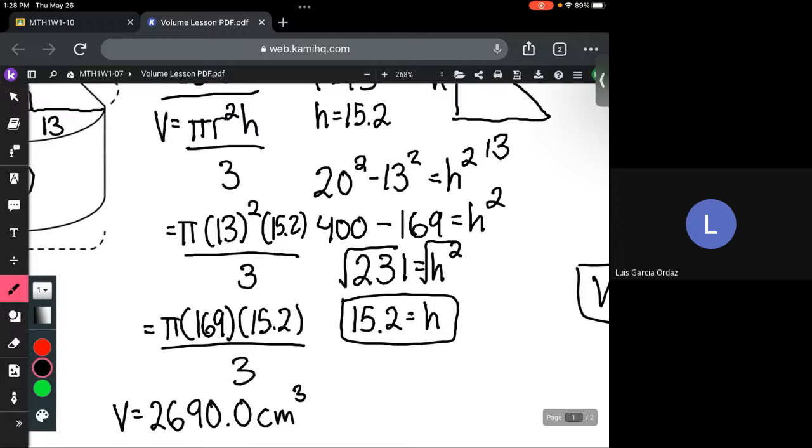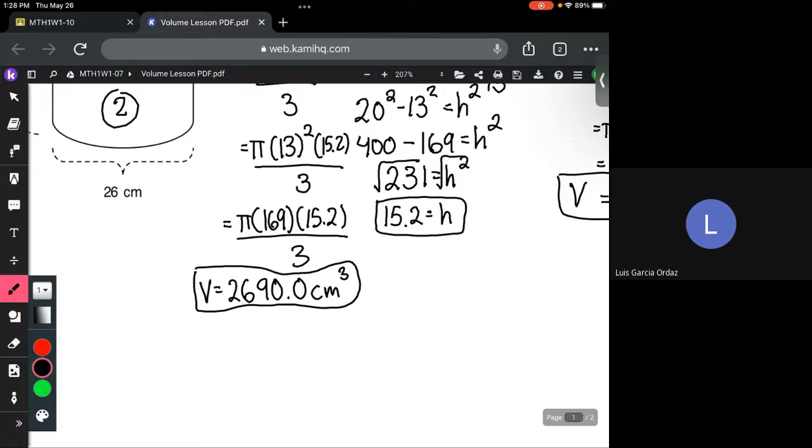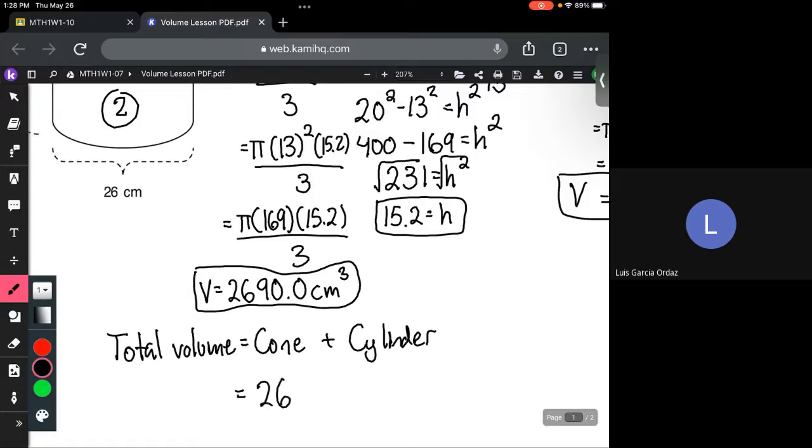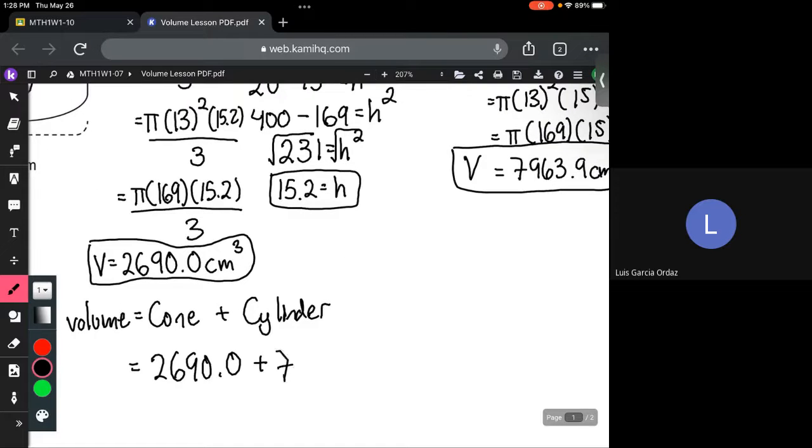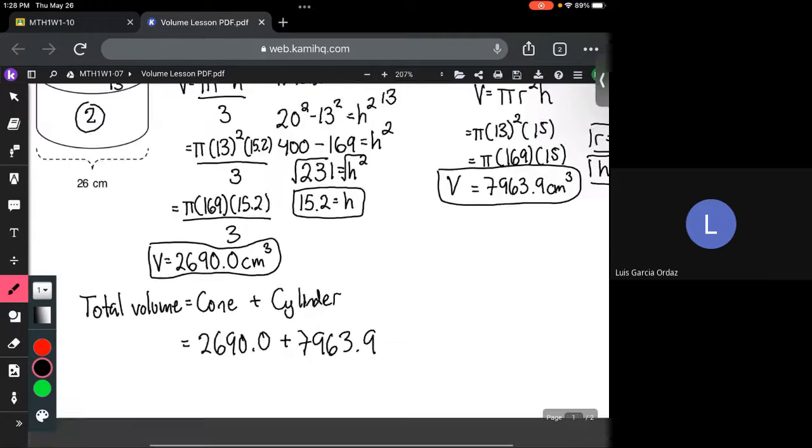So now that we have both volumes, Sean, how do we find the total volume? I think you times it or add. Add. Yeah, add. Total volume is equal to cone plus cylinder. So the volume of my cone was 2,690.0, and the volume of the cylinder was 7,963.9. So when you add those two together, what do we get?